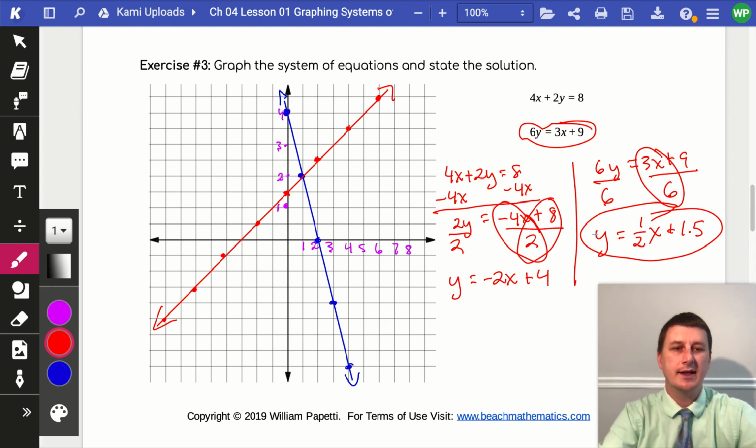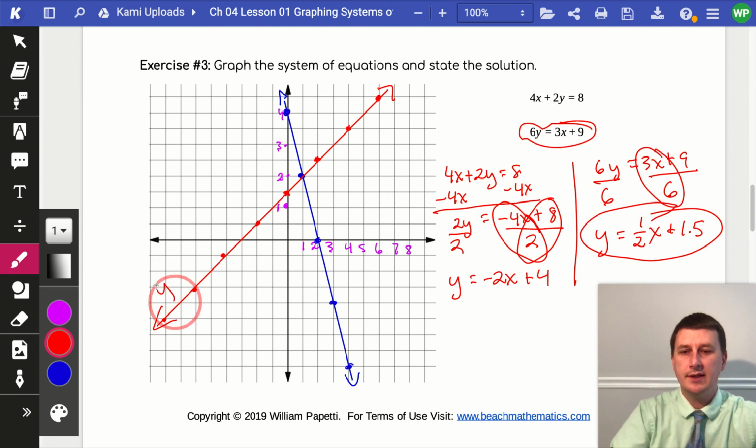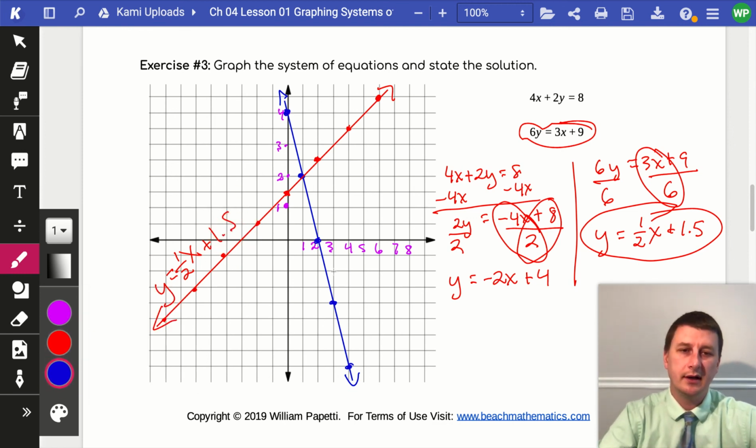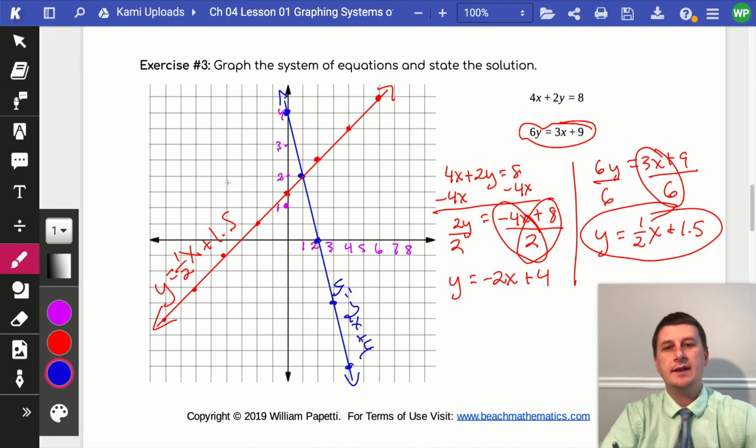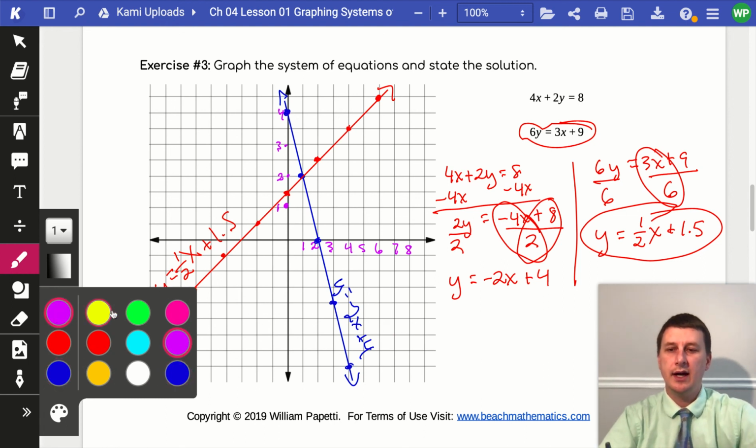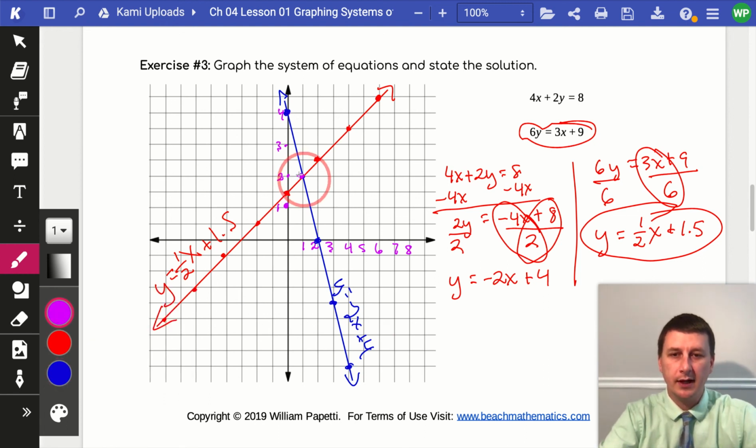I'm going to use this one that I simplified because I know that that one is definitely equivalent. So they're both equivalent, but I'm going to use y equals 1/2 x plus 1.5 here. And over here, I'm going to use my y equals negative 2x plus 4. And now state the solution. So where do these two lines intersect? At this point right here. And that's the point 1, comma 2.